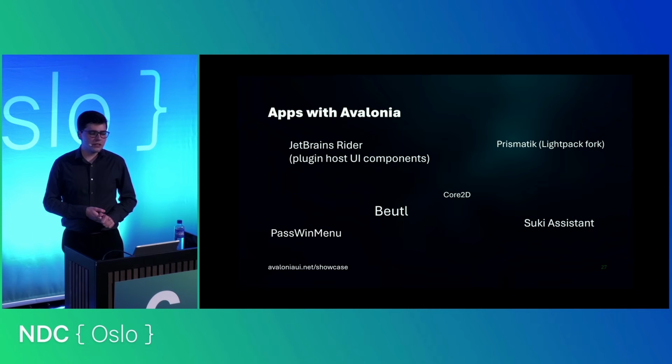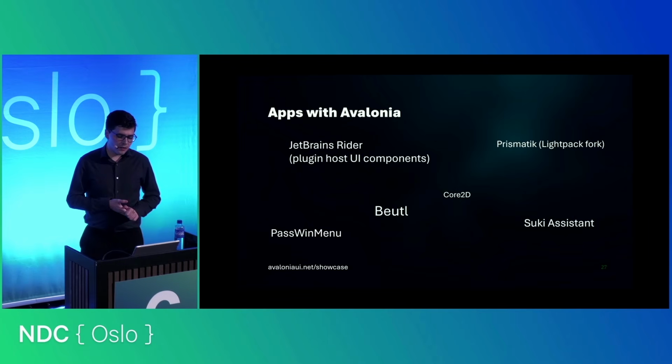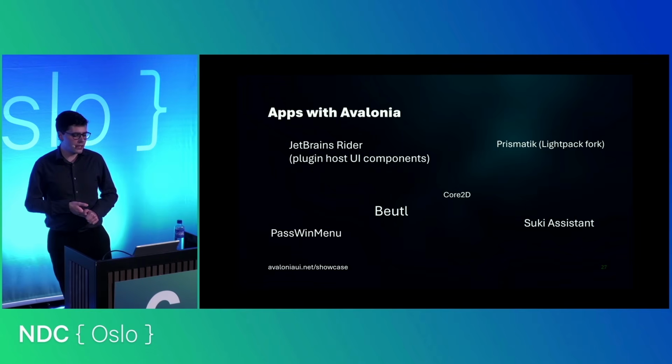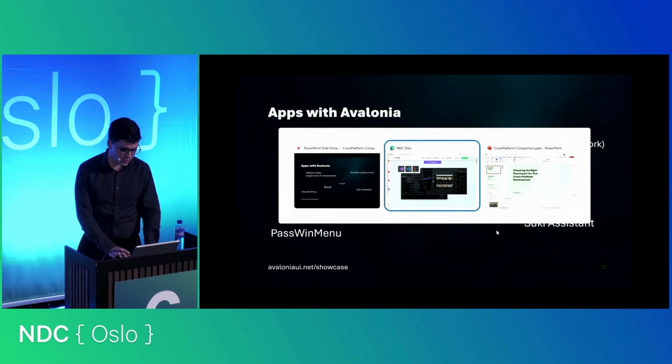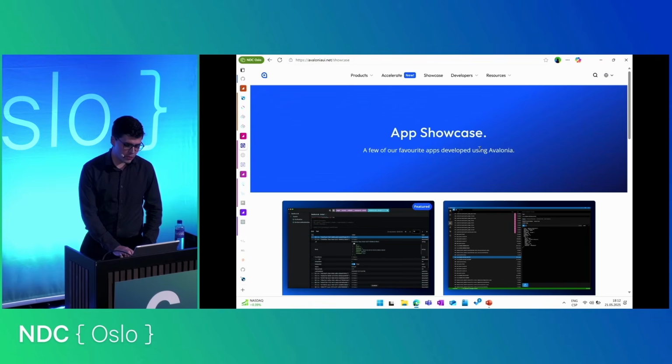So, for example, JetBrains Rider is partially written with Avalonia, only the plugin host UI components part, but apps which are written fully are, for example, Butyl, Core2D, Prismatic, Suki Assistant, and Pass Win Menu, and others as well, which I will show. So here we have the showcase as well.